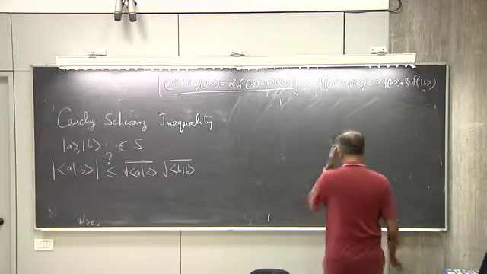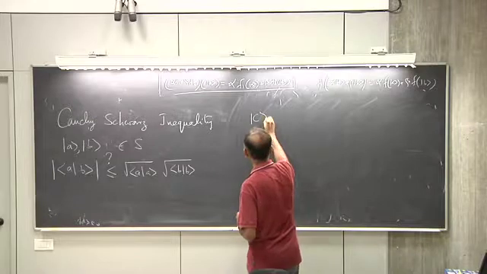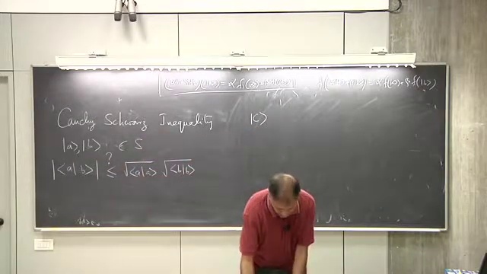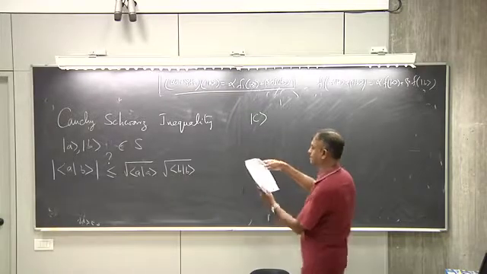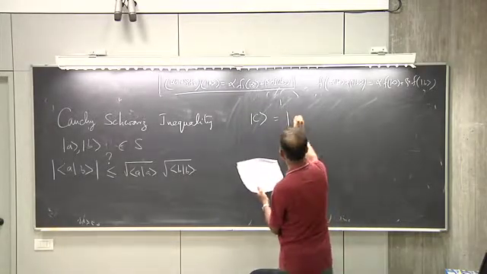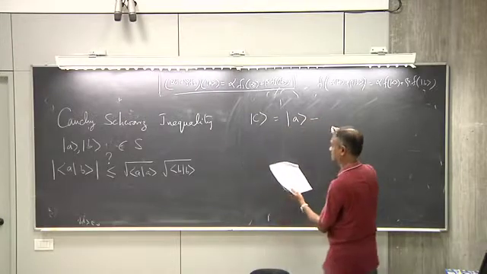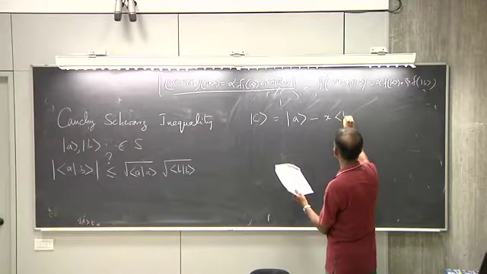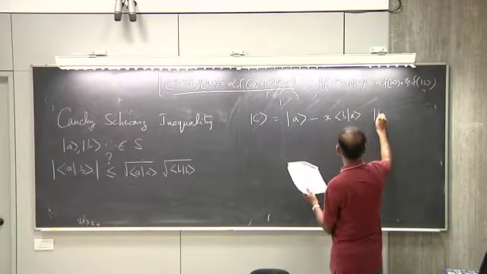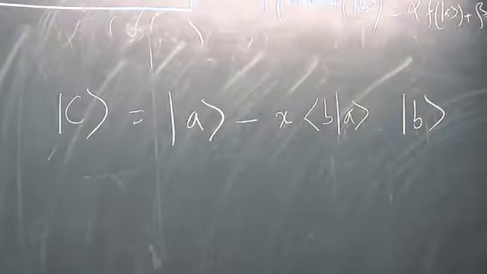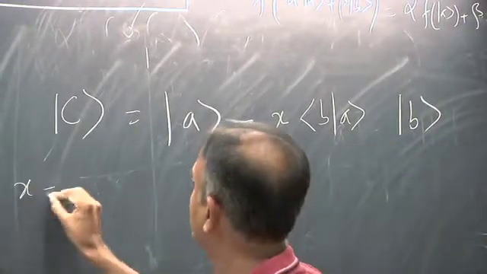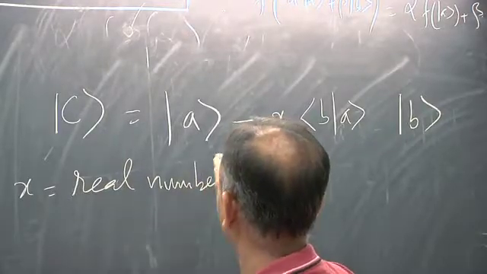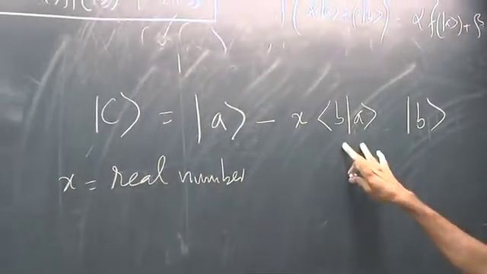Okay. So consider a vector C, which is a linear combination of A and B in a very particular way. I will write it like this: C is equal to A minus x times (B with A) times B. Okay. So let's say again, where x is a real number. x is a real number. This (B with A) is in general complex, right?